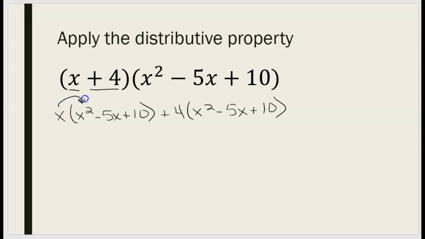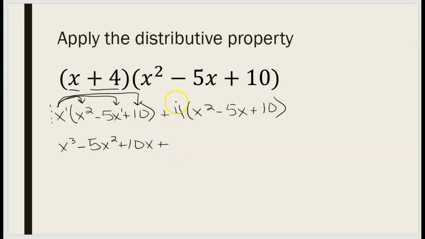Okay, so let's distribute. We have an x to the first times x to the second. Well, that's going to give you an x to the third. Now I have an x to the first times negative 5x to the first. There's my minus sign. I've got a 5 in there. That's really a phantom 1 times 5, right? So 1 times 5 is 5. And then x to the first times x to the first is x to the second. Now we need to distribute this x to the 10. That's just going to be a plus 10x, okay?